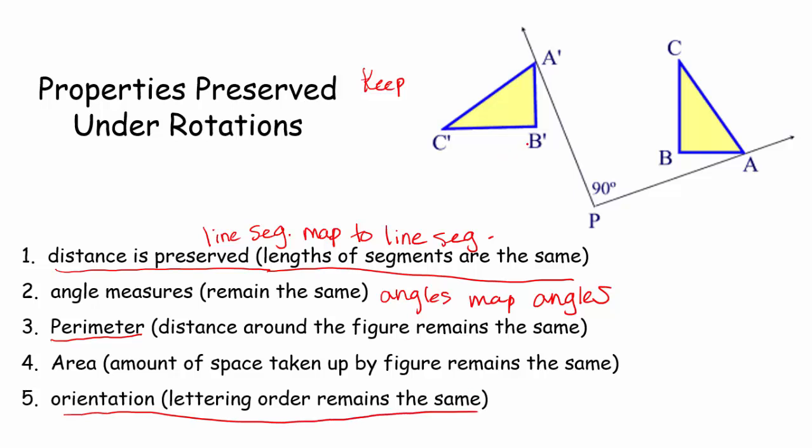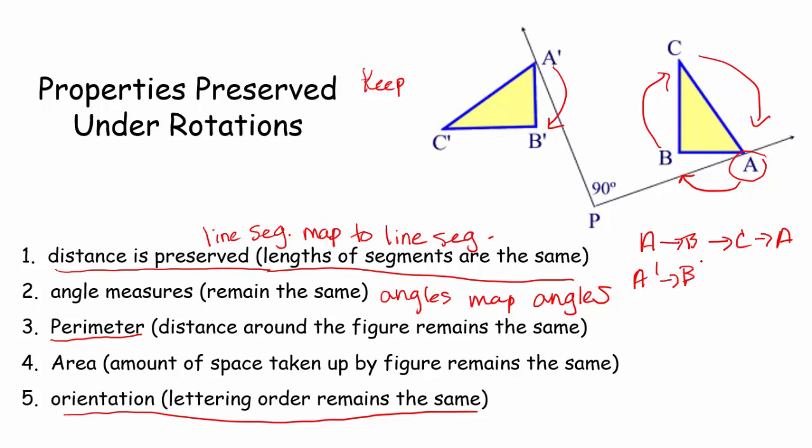Remember, that's letter ordering. If we were to look up here at our diagram and we start at letter A on our original figure, notice it goes from A to B to C to A. Notice in my image, it goes from A prime to B prime to C prime, and finally back to A prime. So because they match, guess what? Orientation stays the same.